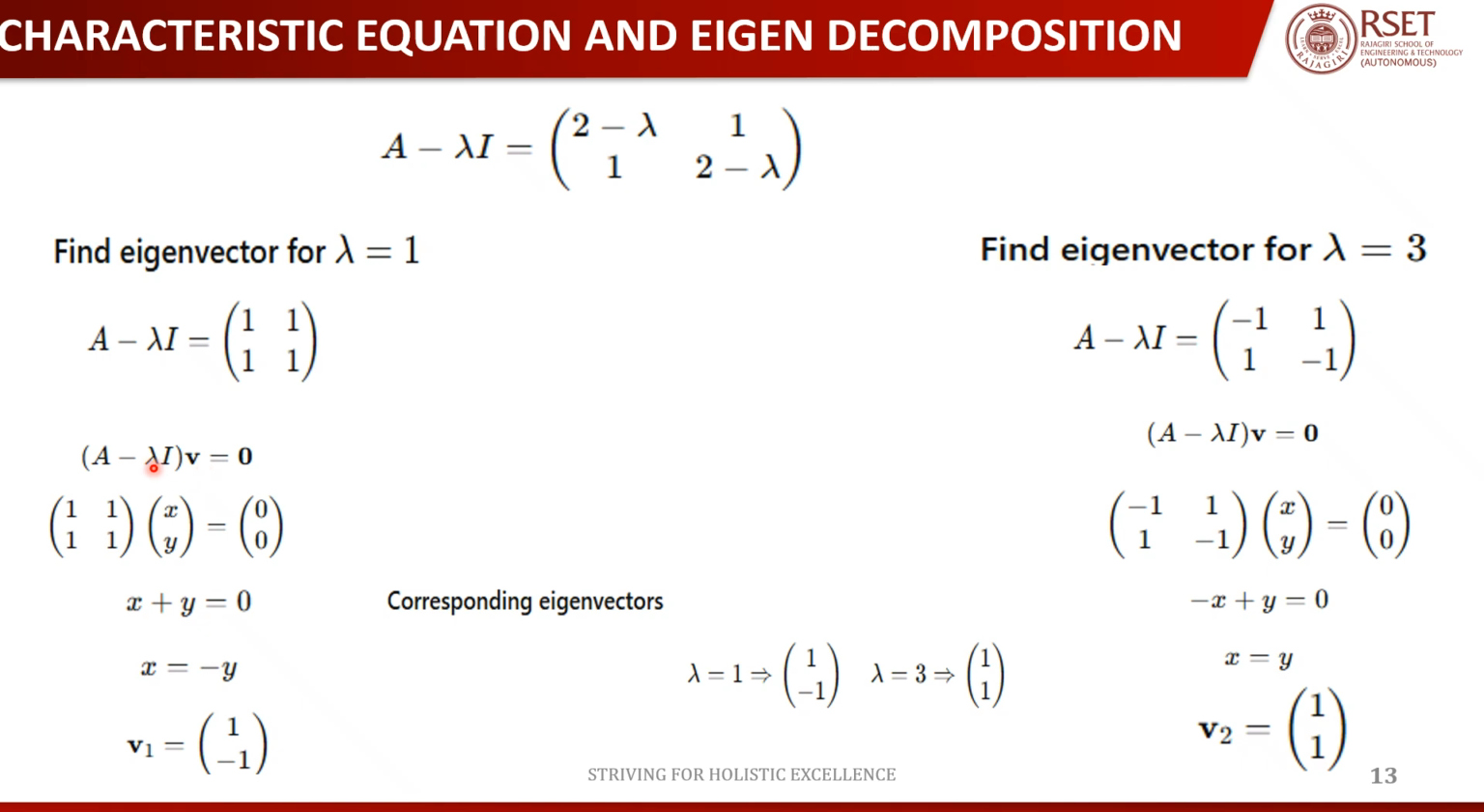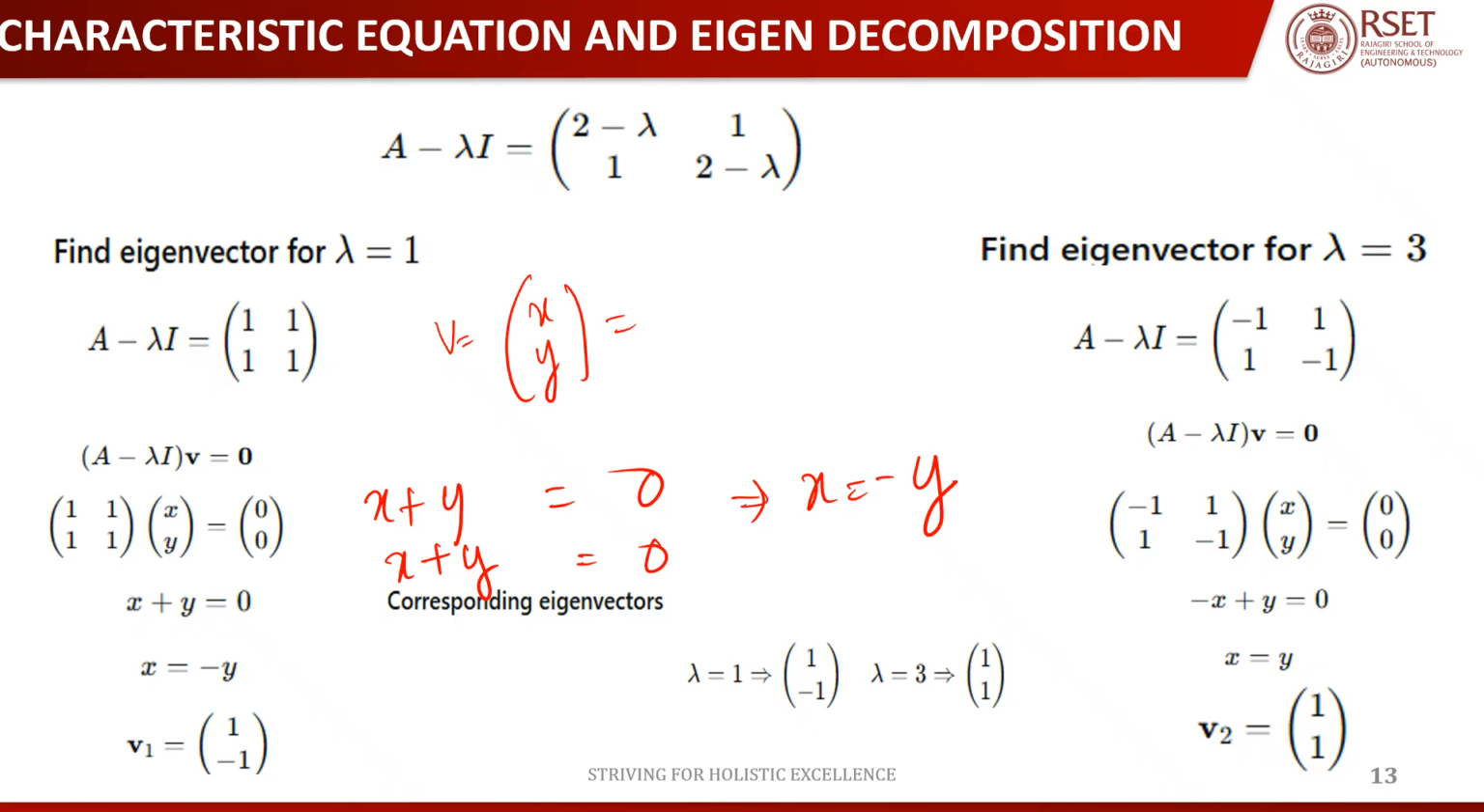To find the eigenvector, we evaluate A minus lambda I into V equal to 0. Since it's a 2 by 2 matrix and V is a component of R2, let's choose V to be equal to X, Y. Multiplying the first row and the column, we have X plus Y is equal to 0. The second row into the column will also give X plus Y is equal to 0. On equating them, this implies X equal to negative Y. In fact our V was X, Y, and now we have the relation X is equal to negative Y, so we have negative Y comma Y.